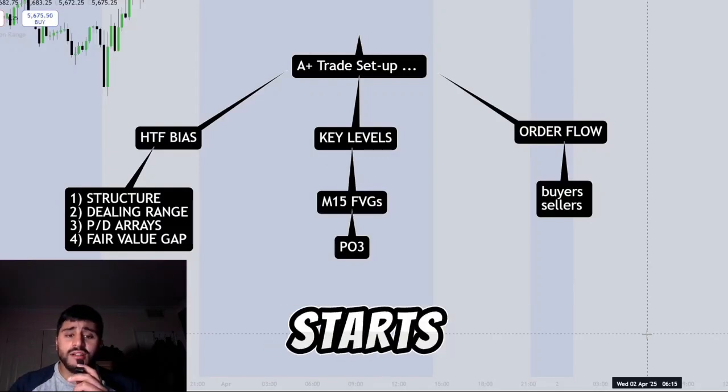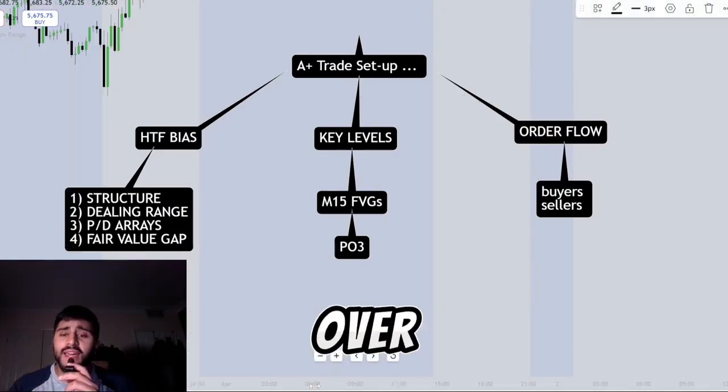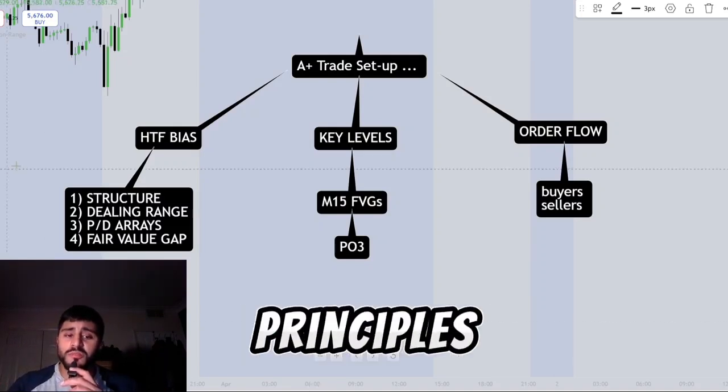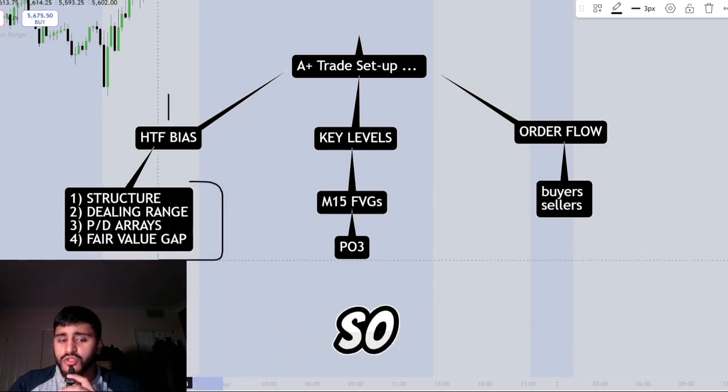Plus setup actually starts from the higher time frames. It starts from the daily or the 4-hour time frame. So we're going to be going over ES, an amazing case today that was super simple to catch if you understand these principles. So we start with a higher time frame bias, and we are looking for these 4 things.